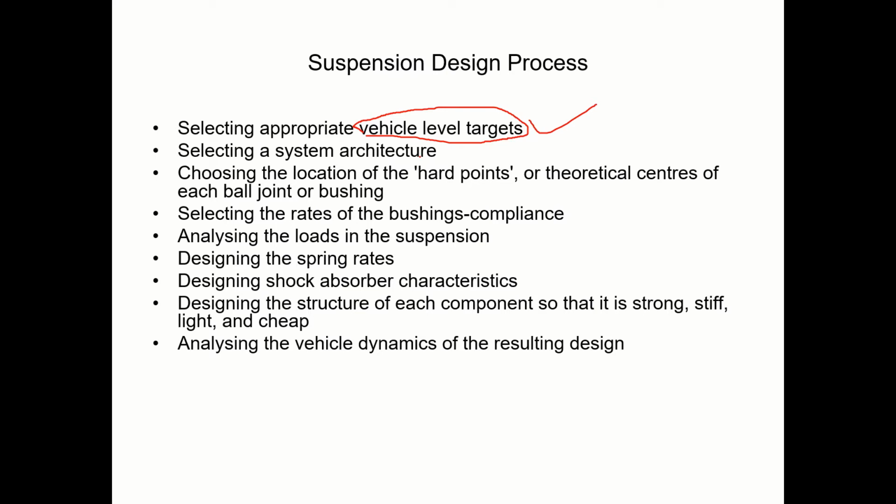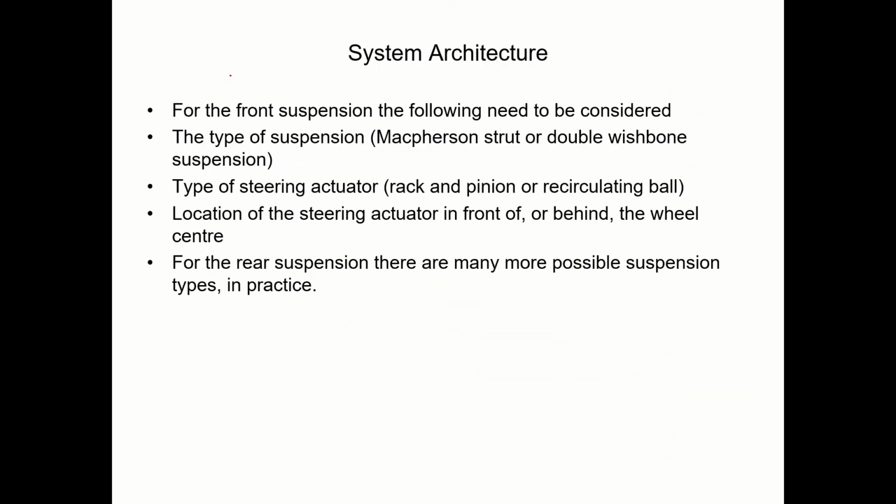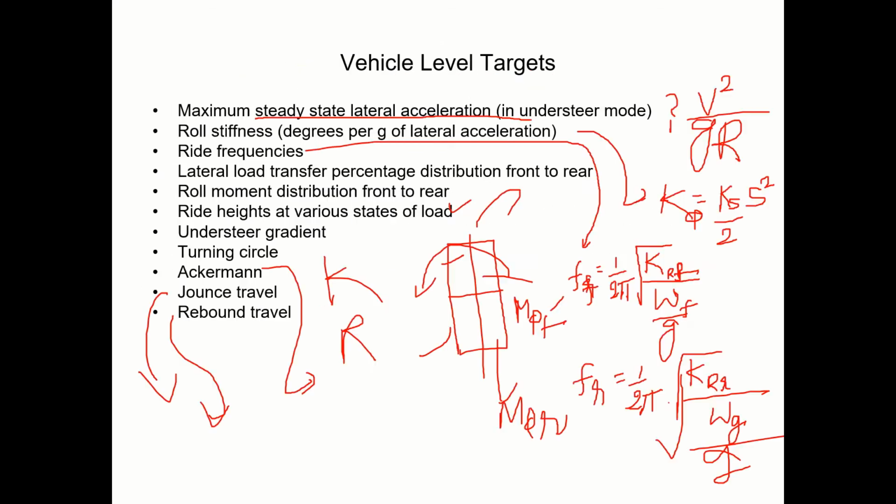Selecting system architecture. One thing that is also very important is whether it is front engine, front wheel drive, front engine, rear wheel drive, like that. For the front suspension, the following need to be considered. Type of suspension, MacPherson strut or double wishbone for the front. Type of steering actuator, whether rack and pinion or Pitman arm, recirculating ball type. Location of the steering actuator in front of or behind the wheel set. Rear suspension, there are many more possible suspension types in practice. You have to choose that.